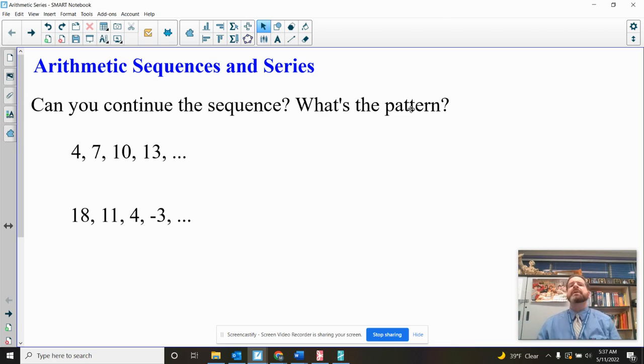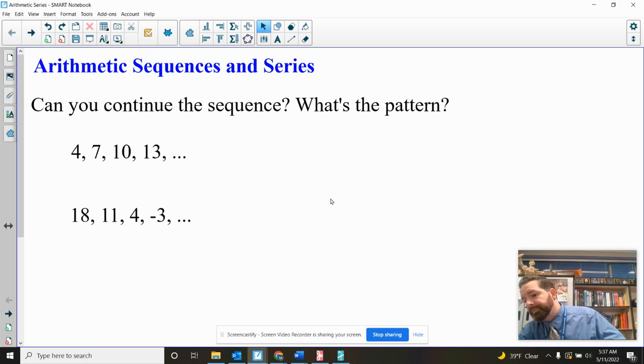So do this for me. Quick pause. I want you to continue the patterns in these two different sequences and then describe what those patterns are. So pause it, unpause when you are ready to check.